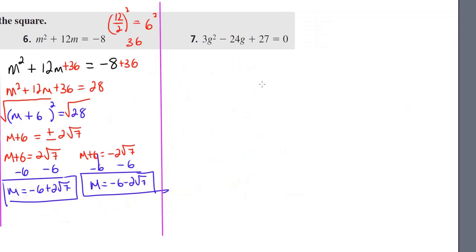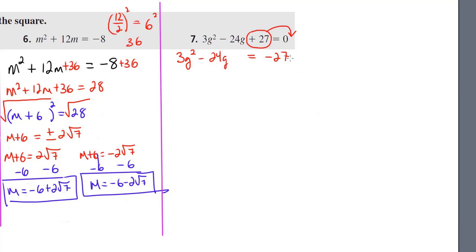All right, now looking at number 7, notice that it's equal to 0. And we have a c value here, but we don't want this c value. We want to add our own c value. So we need to get rid of this positive 27. Now we could do that by subtracting 27, or just taking this 27 and moving it to the other side, which will make it a negative 27. That will make our equation 3g squared minus 24g equals negative 27.